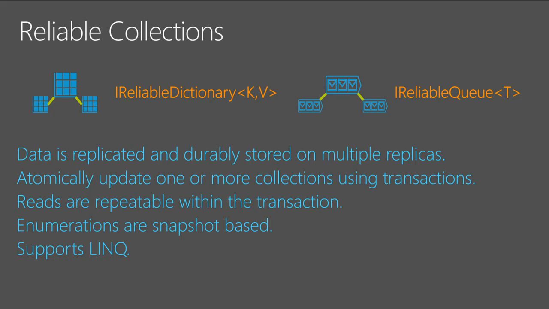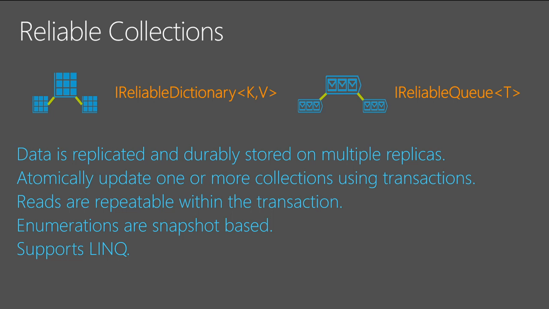So today we provide 2 reliable collections out of the box. We have a reliable dictionary and a reliable queue. When you store data in a reliable collection, that data gets replicated and is durably stored on multiple service replicas that are then distributed across the cluster, so they're all living on different machines.